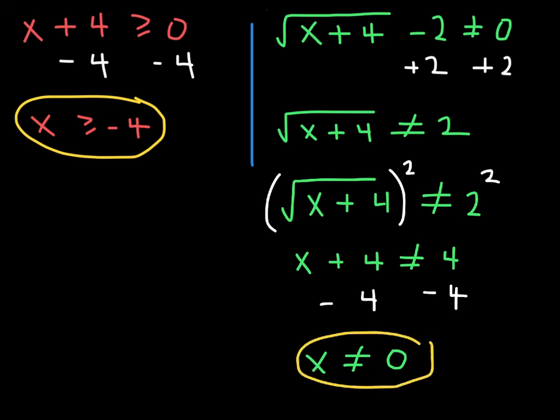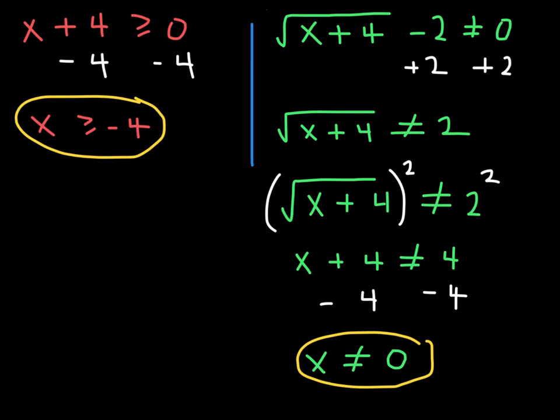So look at these restrictions on your x variable. The very first one that we found is x has to be greater than or equal to negative 4. And the second restriction is x cannot be 0. Again, those two combined, x can only be greater than or equal to negative 4, and it must not be 0.